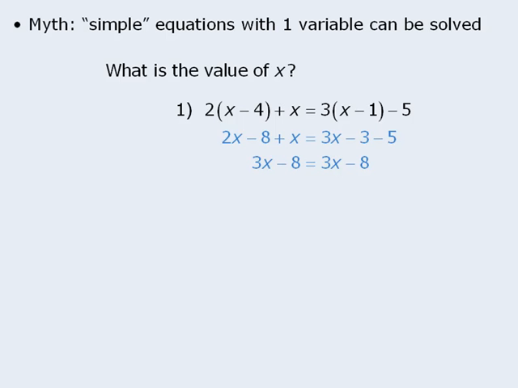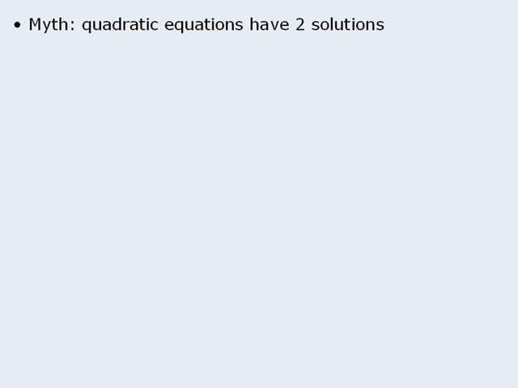When we subtract 3x and add 8 to both sides, we get 0 equals 0. So now that the variables have simply disappeared, what exactly is the value of x here? Well, for this equation, x can equal any number. As such, statement 1 is not sufficient. So, as you have seen, it is not always the case that all simple equations with one variable can be solved for x. Now here's another myth to watch out for.